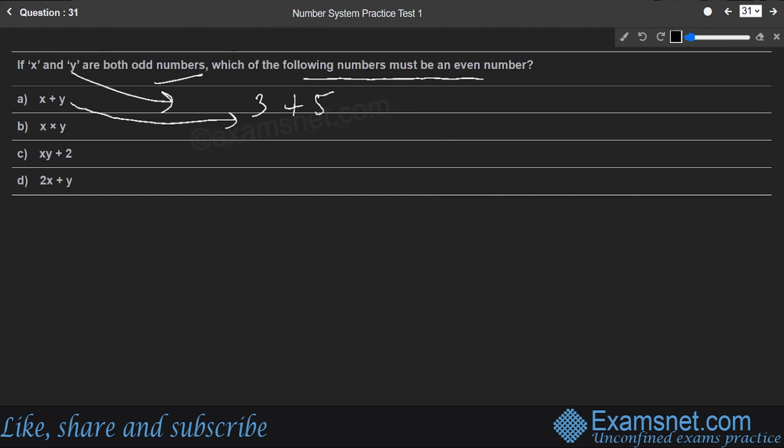3 plus 5 is going to be 8. Okay, let us give one more example. Any other combination of odd numbers, let's have 7, and he has not said natural, so we'll assume any other number. 7 plus 11, if you do that, is going to be 18. So every time you add two odd numbers, you're going to get an even number as the sum. So that's what should be the answer. Option number A, x plus y.